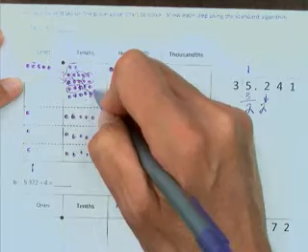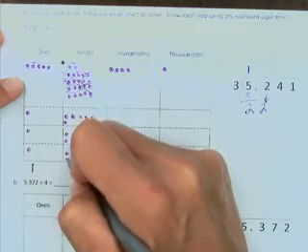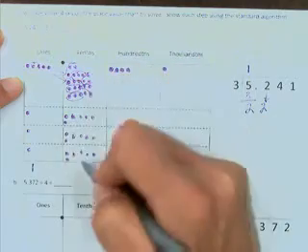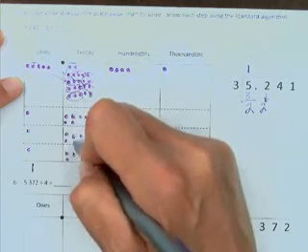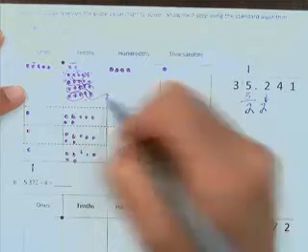So we're going to make a second row. Here's a group of 3. Everybody gets 1. Group of 3. Everybody gets 1. And you can see that we have 1 left over. So that's going to go over here.